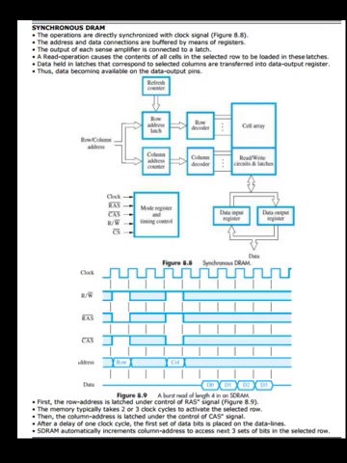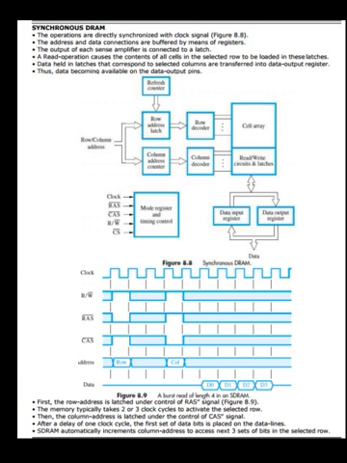Now let us see synchronous DRAM. The operations are directly synchronized with a clock signal. See figure 8.8. The address and data connections are buffered by means of registers. The output of each sense amplifier is connected to a latch. A read operation causes the contents of all cells in the selected row to be loaded into these latches. Data held in latches that correspond to selected columns are transferred into the data output register, thus becoming available on the data output pins.